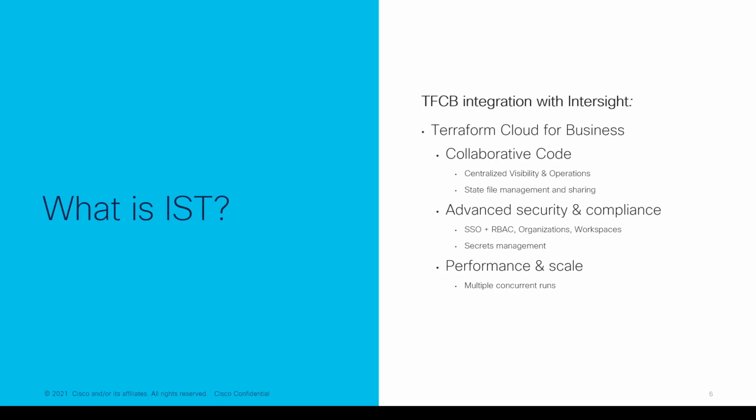And then finally, performance and scale. And this really boils down to wanting to be able to handle multiple concurrent runs of Terraform. And this boils down to, how frequently are you changing your infrastructure or provisioning new resources or whatnot. So the way that Terraform Cloud for Business handles this is to deploy multiple Terraform agents on-prem, and then each agent can be a point of execution, meaning you can handle multiple concurrent runs that way.